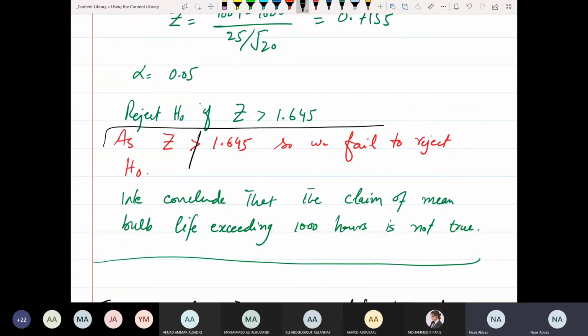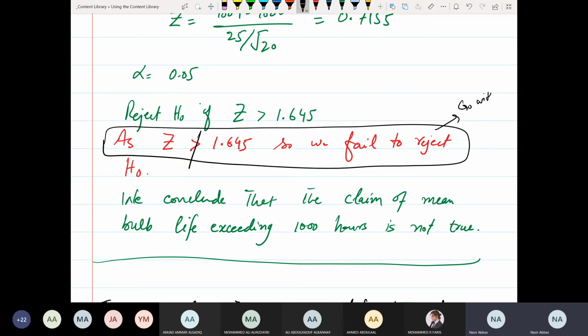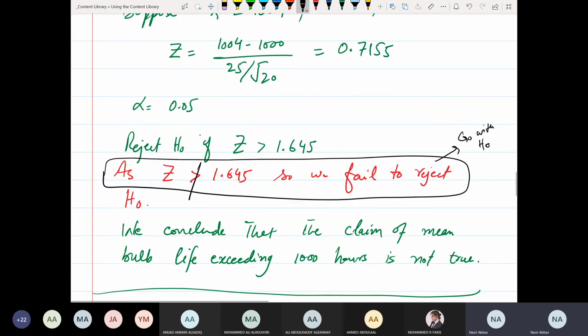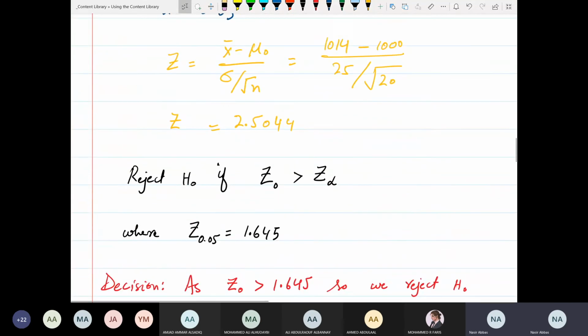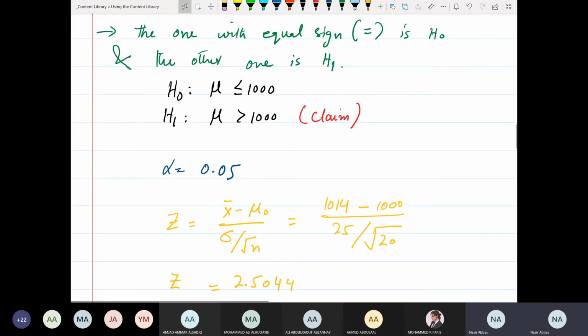Okay. Go back to this question. As Z is not greater than 1.645, we fail to reject H naught. You fail to reject H naught and you go with H naught. Go back to H naught H1. Where is H naught H1? Here is H naught H1. You are going with H naught. Is H naught your claim? No. You are going against the claim.